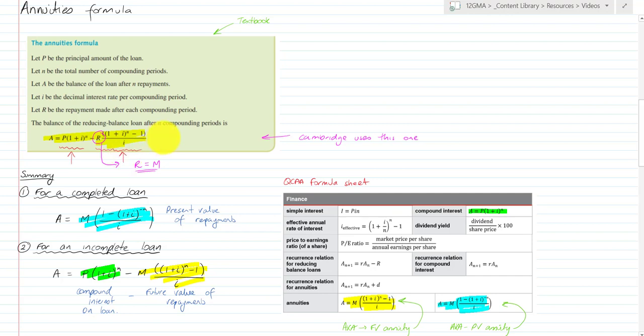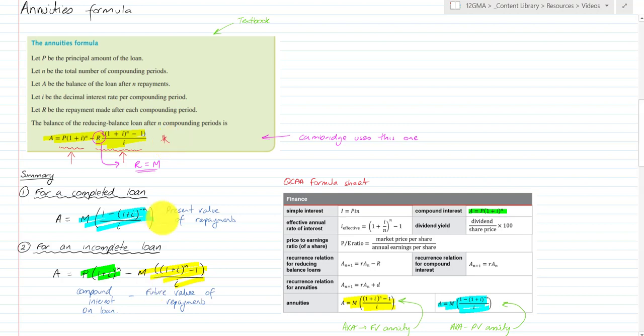This is really quite important, this one, if you want to know how much you still owe after a certain time period. If after 3 years you want to know how much you now owe, particularly if you change loans, you change interest rates, something like that, that becomes a really important formula. QCAA don't provide that formula, but they kind of do. So you just need to know how to deal with it.